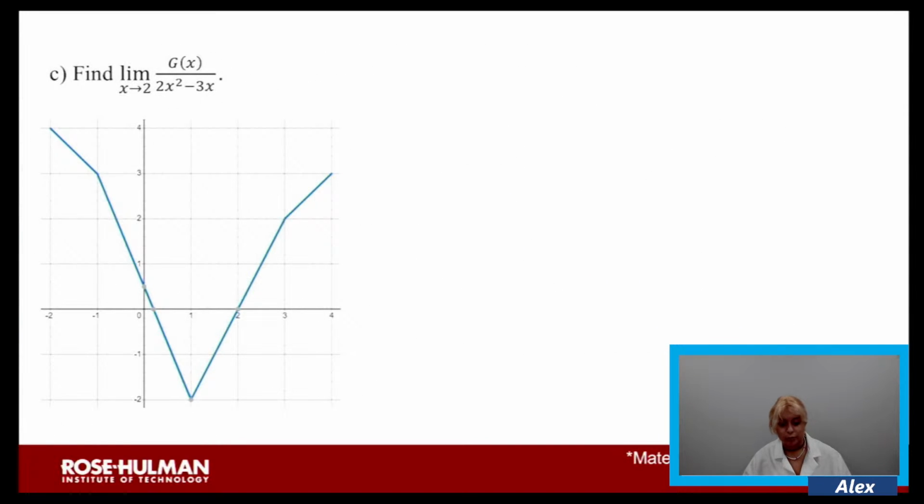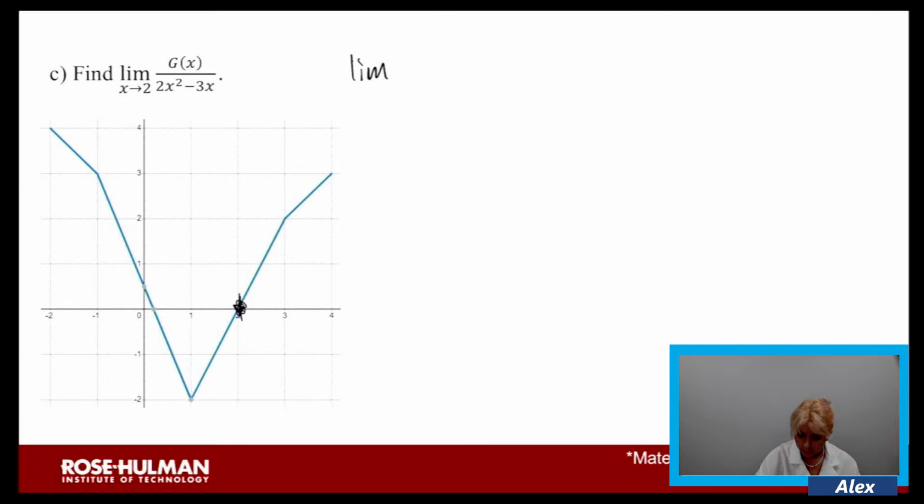So for part C of this problem, you want to find the limit as x approaches 2 of g of x over 2x squared minus 3x. So if we evaluate the denominator real quickly, 2 squared is 4 times 2 is 8 minus 3x, which will give you 6. So the denominator is 2. G of x at 2 is 0 right here.